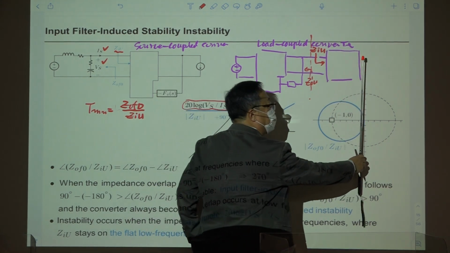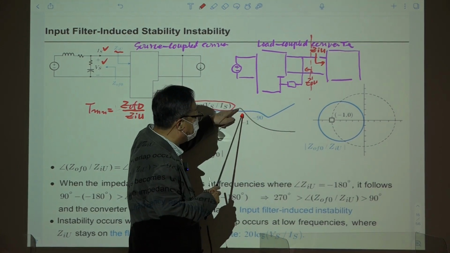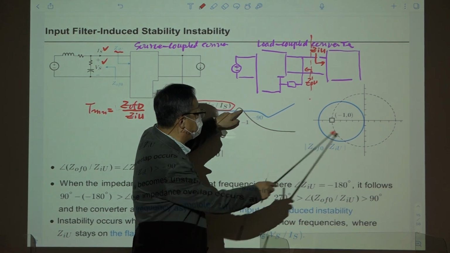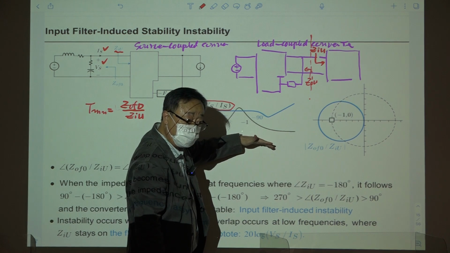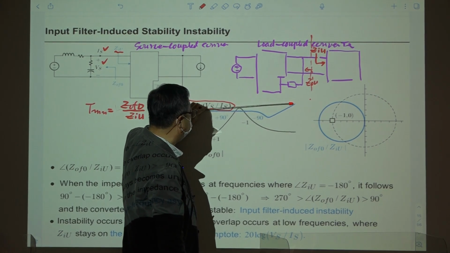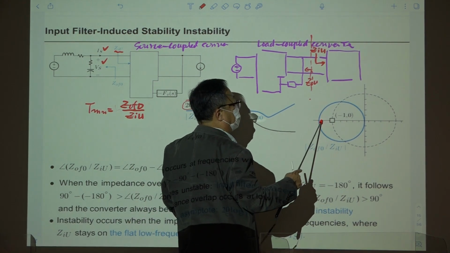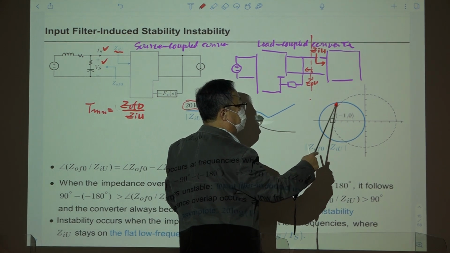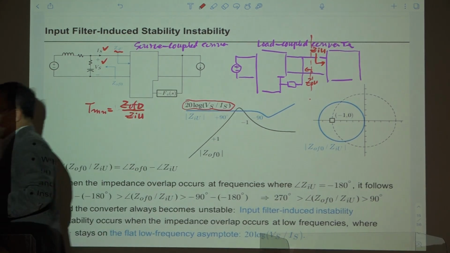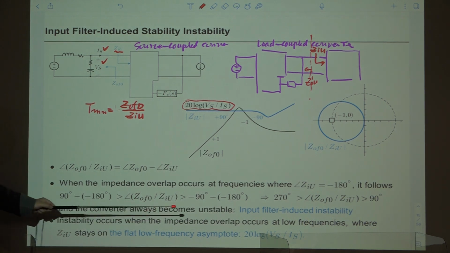That means the trajectory is this side. So at the peak point, this phase is 0. Then this phase becomes minus 180. At this peak value, phase of this output impedance of infilter is 0. Then phase of this minor loop gain is minus 180. So it goes like this and it becomes unstable. All right? So this problem occurs very often. So this is called infilter induced instability problem.